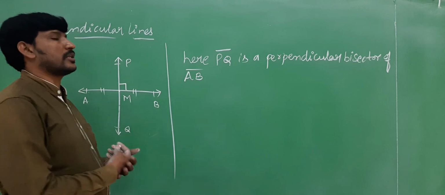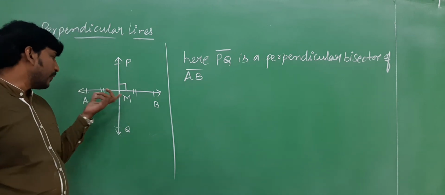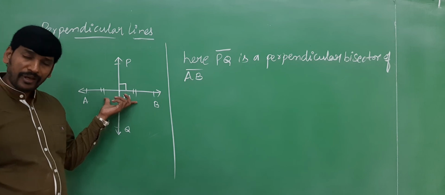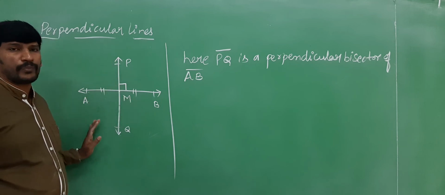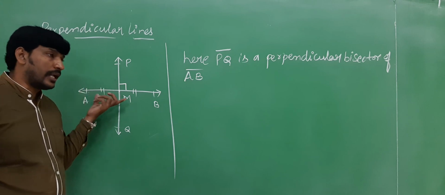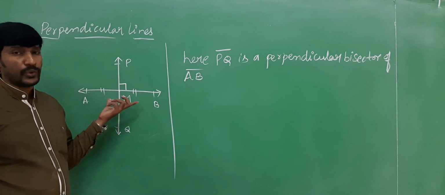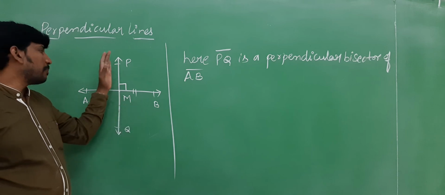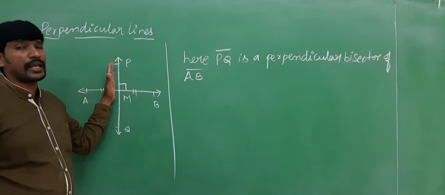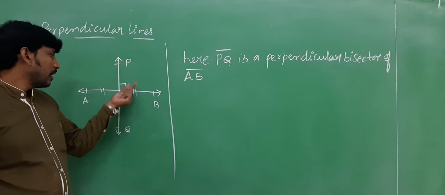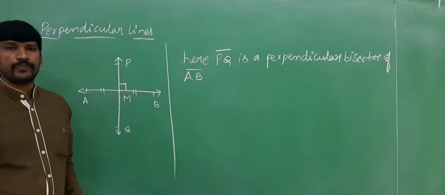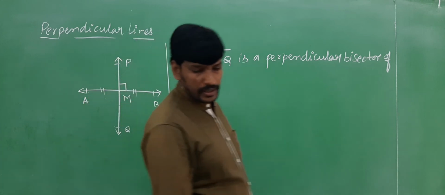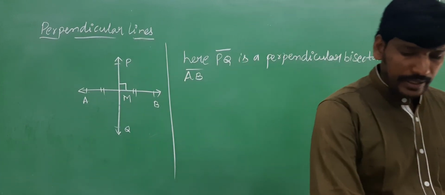When can we say it is a perpendicular bisector? It divides the line segment into two equal parts, as well as passing through the midpoint, and it makes an angle of 90 degrees. Perpendicular 90, bisector two equal parts. Is this clear, children? Based on this we will be having one exercise, that is 5.5.